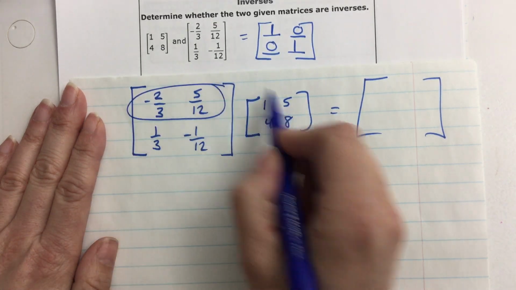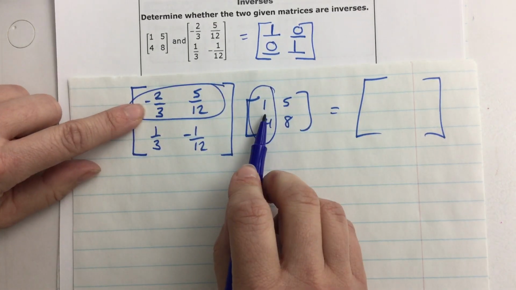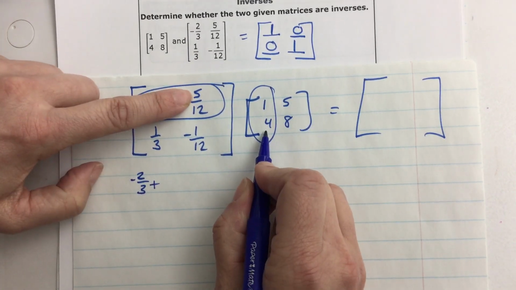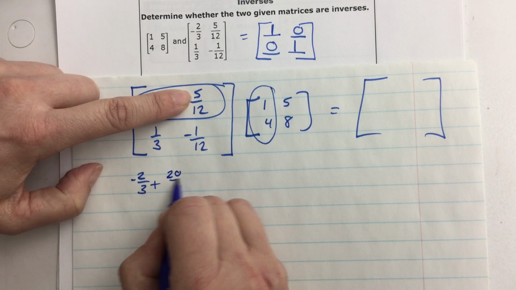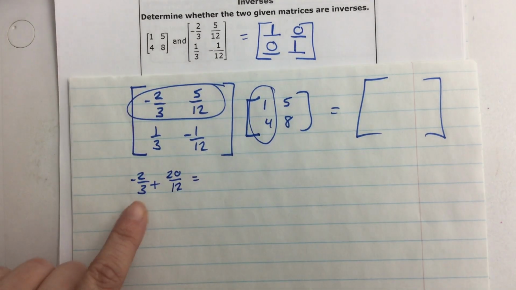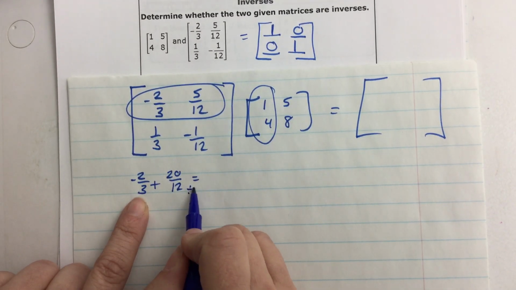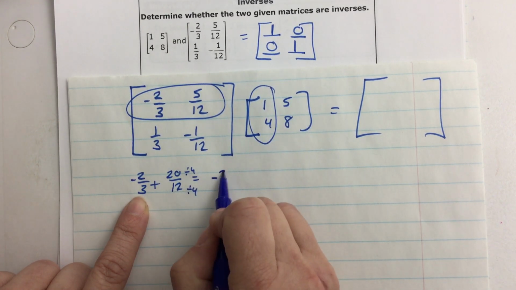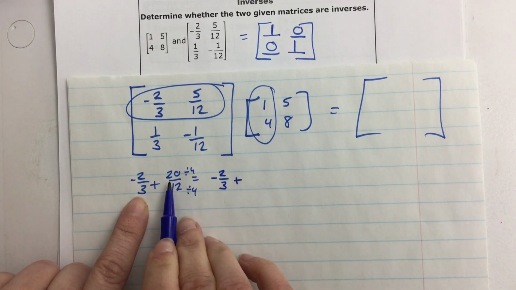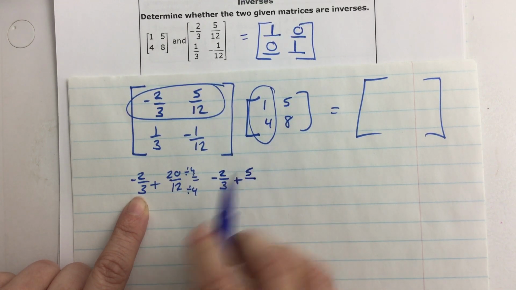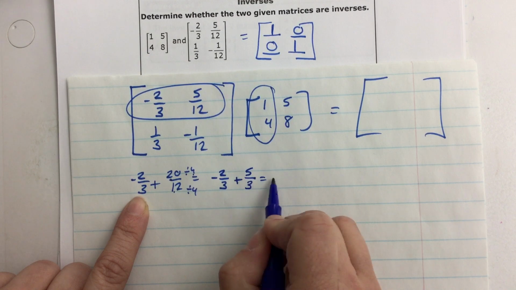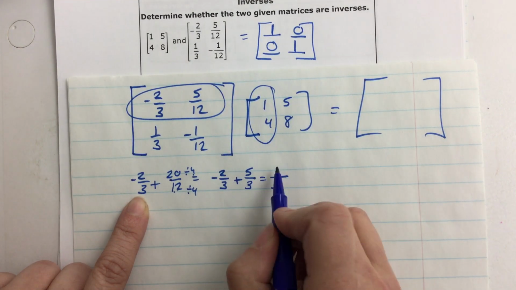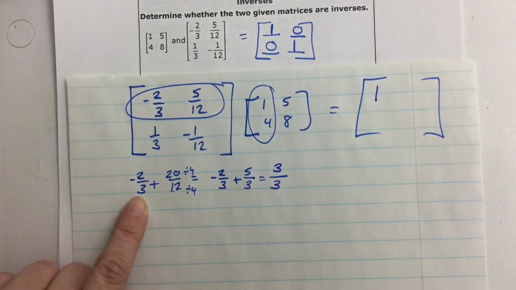So if I go top row, first column, 1 times negative 2/3 is negative 2/3, plus top times top, bottom times bottom. This would be 20 over 12. Now you can't add these because you need a common denominator, but I can divide the second fraction top and bottom by 4. So I'd have negative 2/3 plus 20 divided by 4 is 5. 12 divided by 4 is 3. My common denominator is a 3. Negative 2 plus 5 is 3. 3 over 3 is a 1.